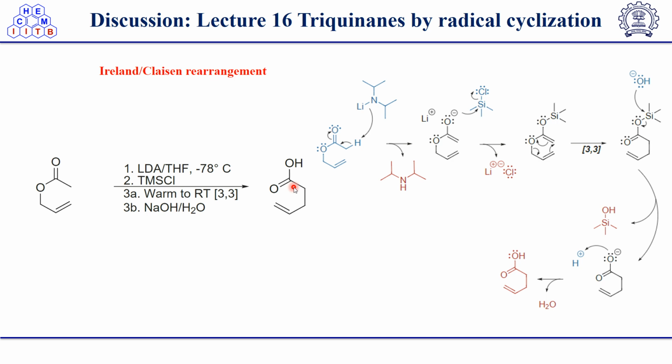First, this ketone will get enolized by using LDA, and the enolate will be quenched by TMSCl. Then it will undergo a 3,3 sigmatropic rearrangement, followed by the removal of that silyl group by using NaOH and water. So this is known as the Ireland-Claisen rearrangement.